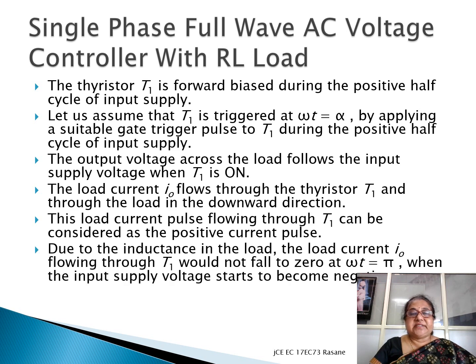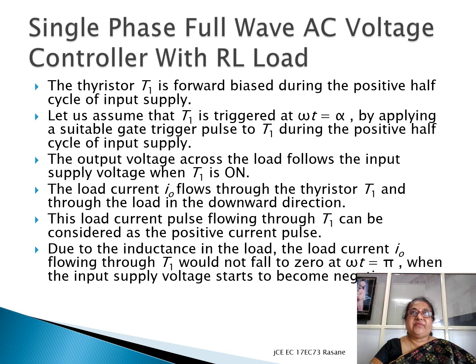Due to the inductance in the load, the current I0 flowing through T1 would not fall to 0 at omega t equal to pi, when the input supply voltage starts to become negative. So when the positive cycle ends, the input supply is going to go to the negative cycle. The minute it goes to the negative cycle, T1 is supposed to be reverse biased and turn off. But that does not happen because the load is inductive.